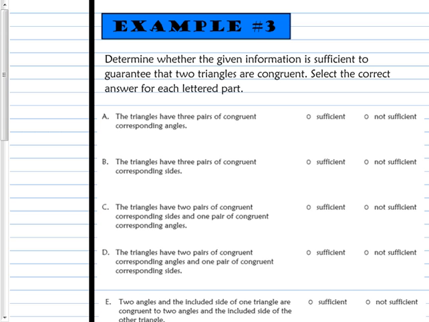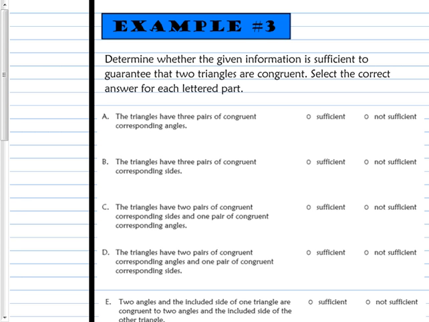Last thing before the summary. You need to determine whether the given information is sufficient to guarantee that the two triangles are congruent. So I either want you to bubble in or circle sufficient or not sufficient. Okay? Again, not that it could possibly be correct, but rather to guarantee that it's correct. And I'm going to walk through this with you.